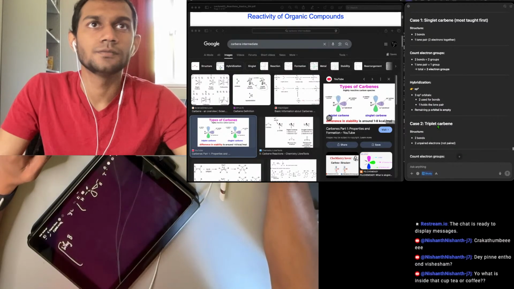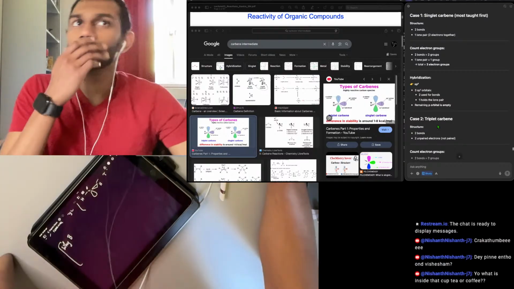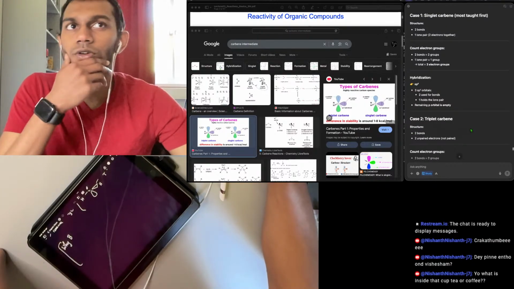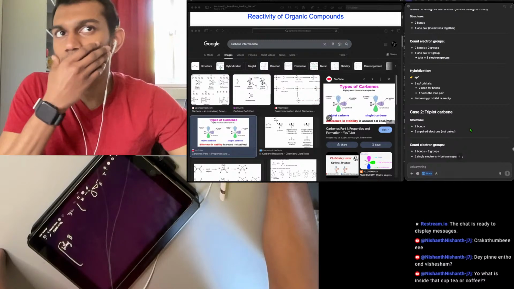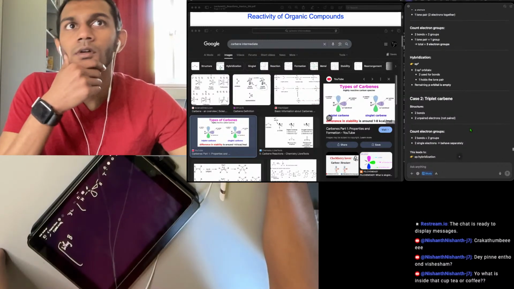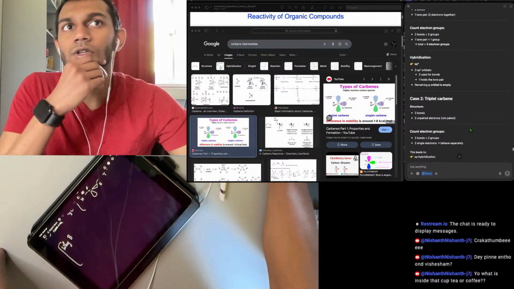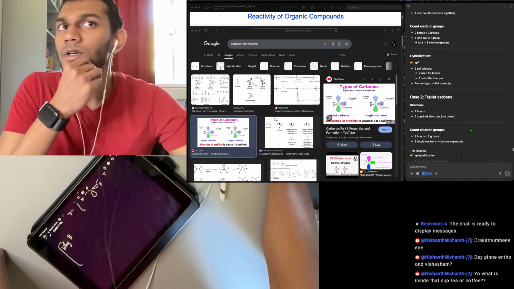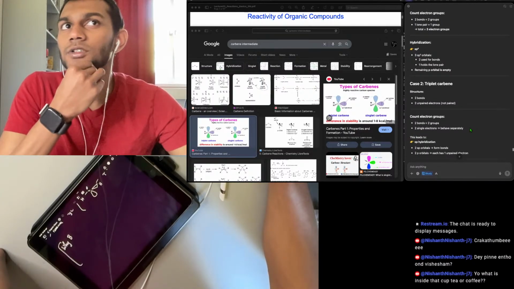Triplet carbene. Structure, two bonds, two unpaired electrons not paired. Count electron groups. Two bonds equal two groups. Two single electrons behave separately. This leads to sp hybridization.